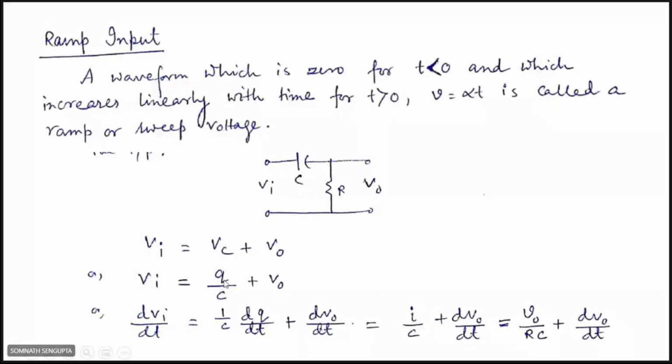So it is Q by C, charge by capacitance, plus V naught. Now if you differentiate this, dvi dt becomes 1 by C into dq dt plus dv naught dt. This dq by dt is what? It is the current, the rate of change of charge carriers. So I by C plus dv naught dt.